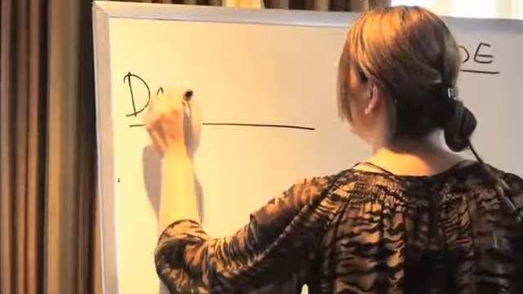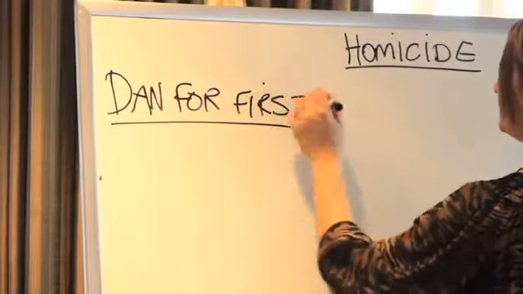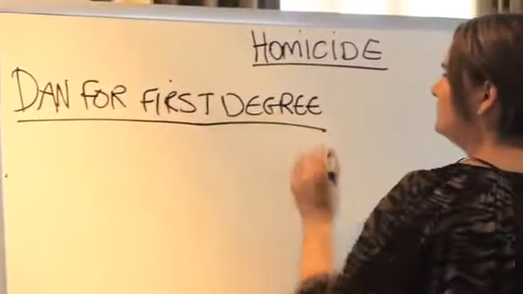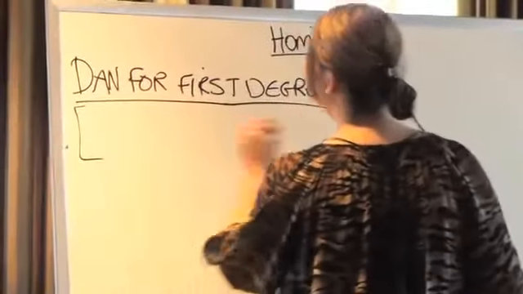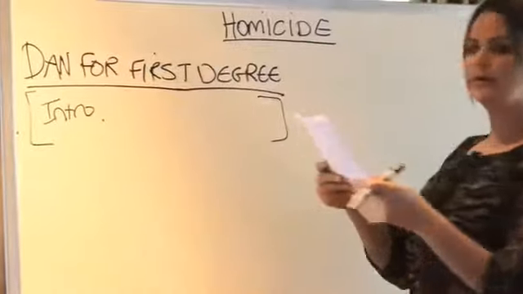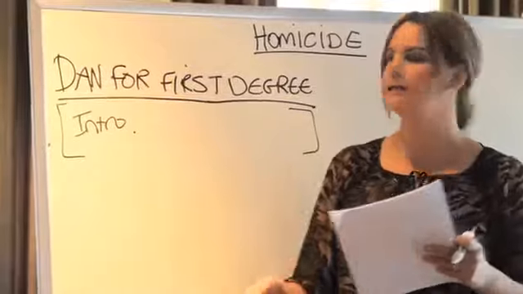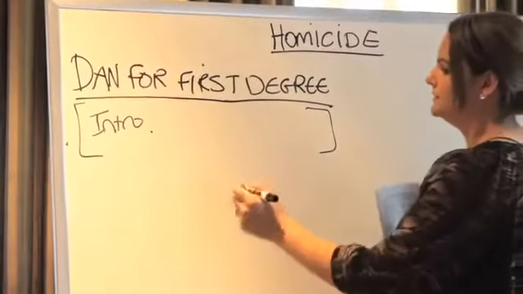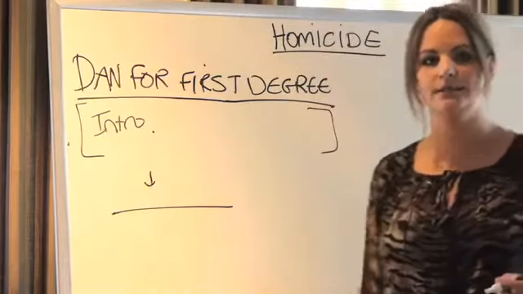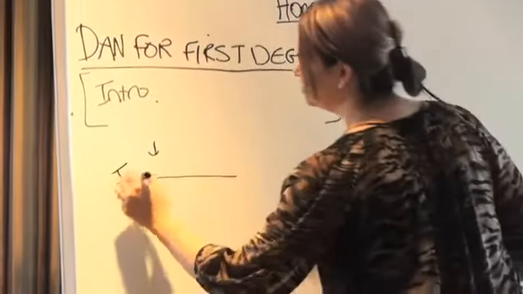So, Dan for first degree. We have our long form intro. If you go to your approach, you'll see it says first-degree murder occurs when the defendant commits a killing that was intentional, premeditated, and deliberate. Those are your elements. And then you skip a line under your intro and your headnote and go into each element individually. So we first need an intentional killing.